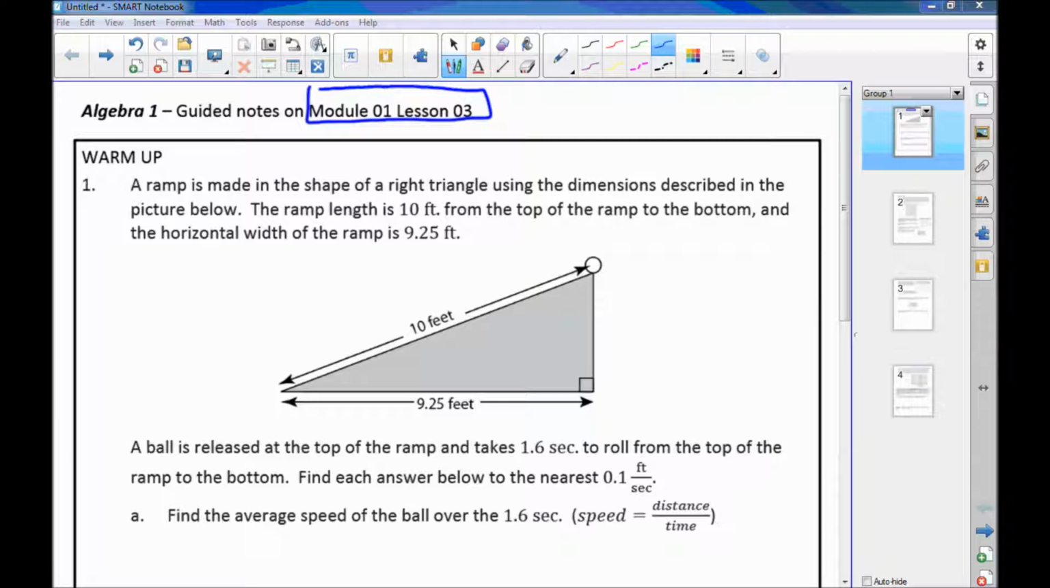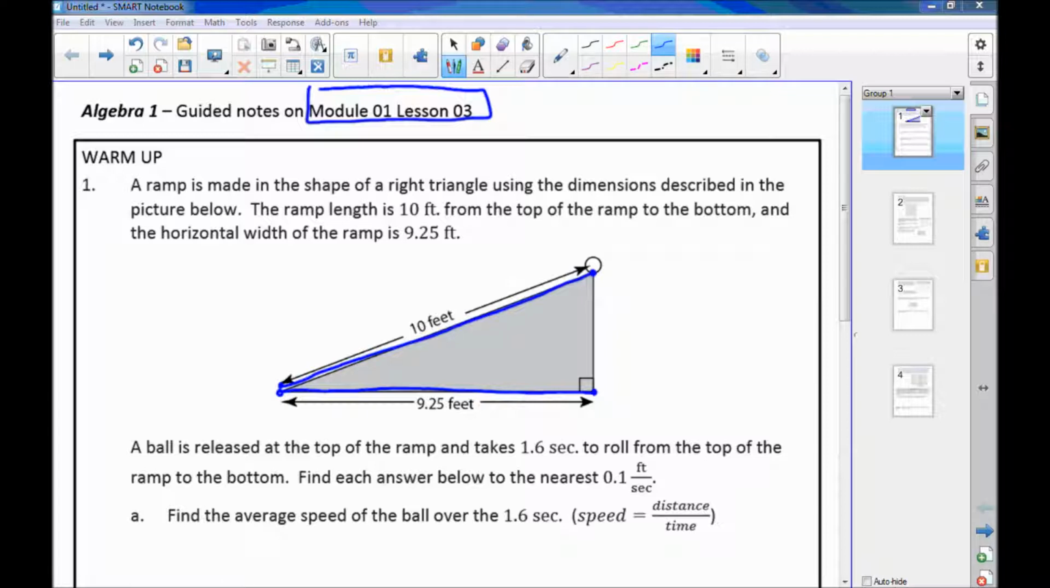All right, so for your warm-up, you had a ramp made in the shape of a right triangle. Using the dimensions described in the picture below, the ramp is length 10 feet from the top of the ramp to the bottom. So that's this way, the long side of the right triangle, which is the hypotenuse. And the horizontal width of the ramp is 9.25 feet. That is the long leg of this triangle because the height of the triangle definitely looks shorter.